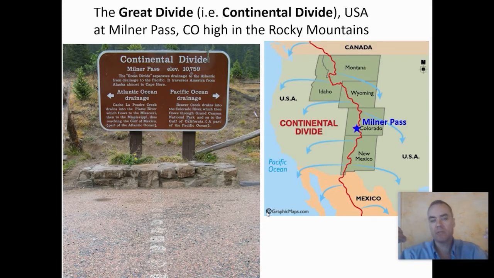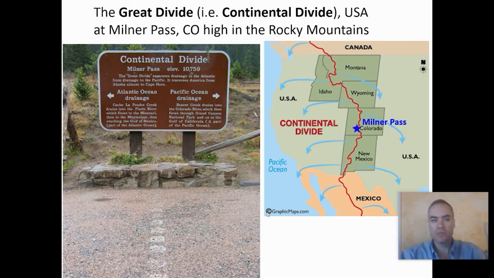So the Great Divide goes up and down North America, and it keeps on going through Mexico, and it actually goes all the way to the bottom of South America. So this divide goes from Alaska, in the northern part of North America, all the way to the bottom of South America. It's called the Great Divide, but sometimes it's also called the Continental Divide.